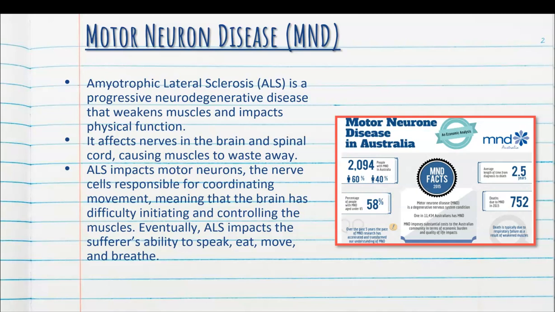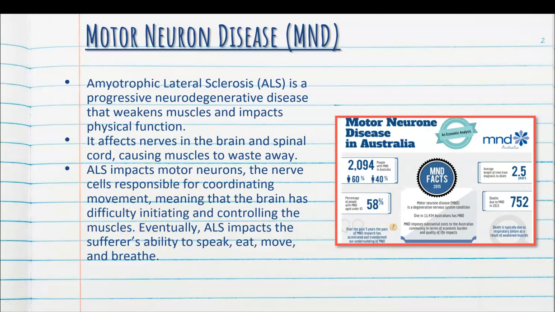So essentially the motor neurons, which we've talked about in a previous video, are unable to get to where they need to go in the body, so down the spinal cord and obviously then to the surrounding muscles. Because of that interruption in the neurons being able to get where they need to go, it will cause the muscles to waste away because the messages are not being transmitted properly. So ALS impacts motor neurons, as I've said, the nerve cells responsible for coordinating movement. So the brain has difficulty initiating and controlling the muscles.